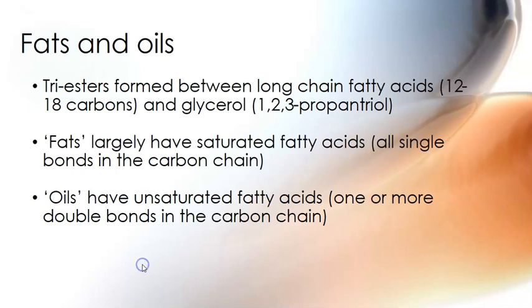So fats and oils are basically a type of ester. They're a triester that is formed between long-chain fatty acids. So fatty acids are basically carboxylic acids with a minimum of about 10 carbon atoms, usually 12 to 18 carbon atoms. And so that provides your carboxylic acid part. And then you have glycerol, which is a 1,2,3-propan-triol. So it's 3 carbons and 3 alcohol groups.